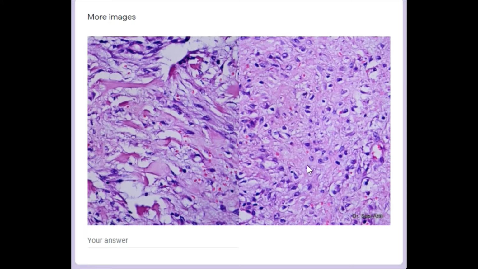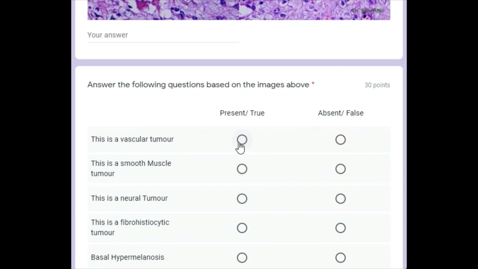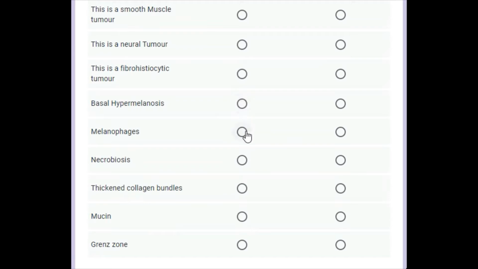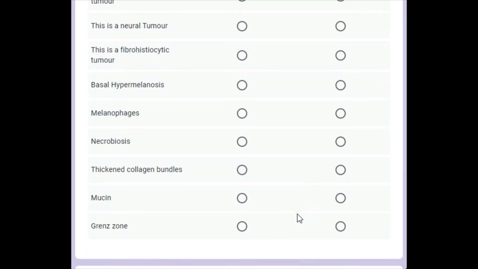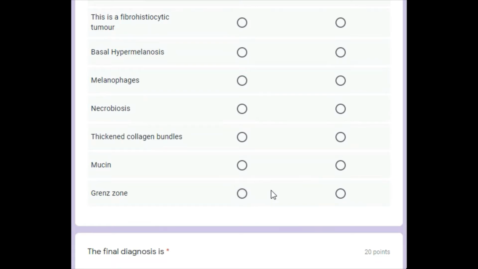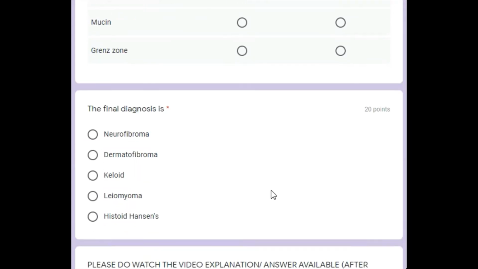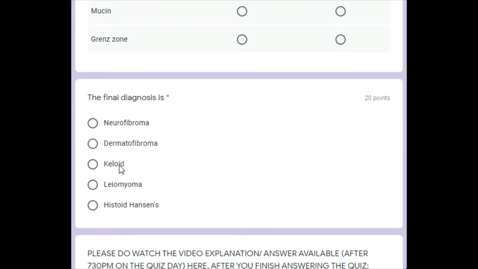Okay, so is this a vascular tumor? Definitely not. Smooth muscle tumor? Definitely not. Neural tumor? Definitely not. Fibrohistiocytic tumor? Yes. Basal hypermelanosis? Yes. Melanophages? Yes. Necrobiosis? No. There's no degeneration of collagen; it's just new collagen being produced. Thickened collagen bundles? Yes. Mucin? No. There's no mucin. Mucin is usually visible as a blue substance. Grenz zone? Yes. I know some of you may have answered no, but in this context, a Grenz zone is present because this is a keloid. That is the answer here.